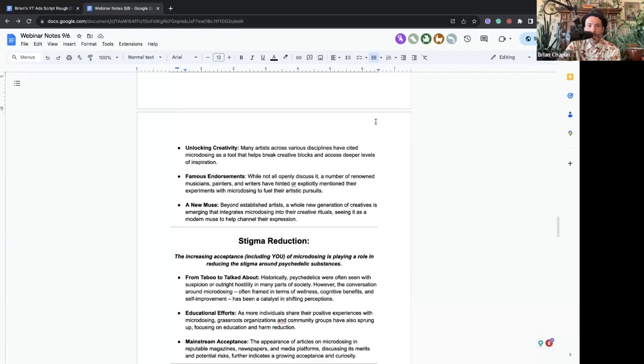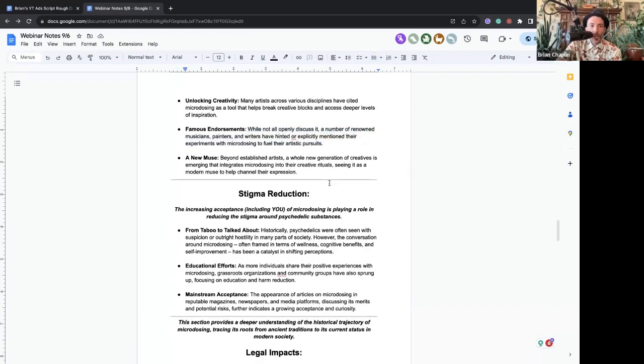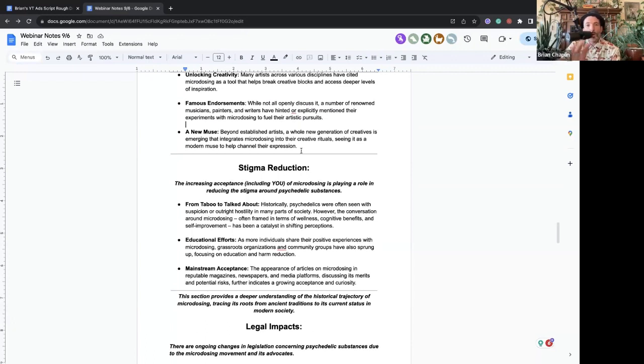Unlocking creativity. Famous endorsements, I listed off a bunch of those folks. A new muse, beyond established artists, a whole new generation. Okay, a whole new generation of creatives. Like right now, this generation, artists. You probably know a lot of artists in your life.